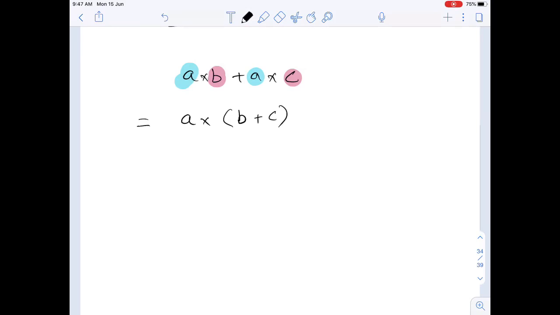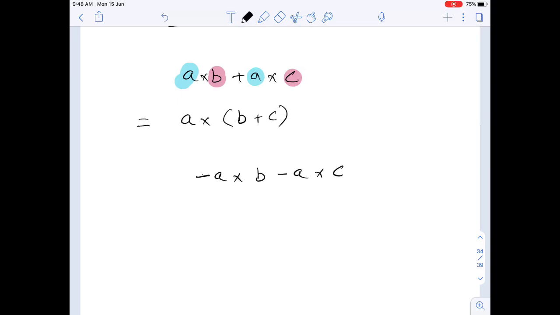Hope you must have understood. Now this is nothing but the distributive property. Let us consider one more example. Suppose it is given in this way, minus a into b minus a into c.